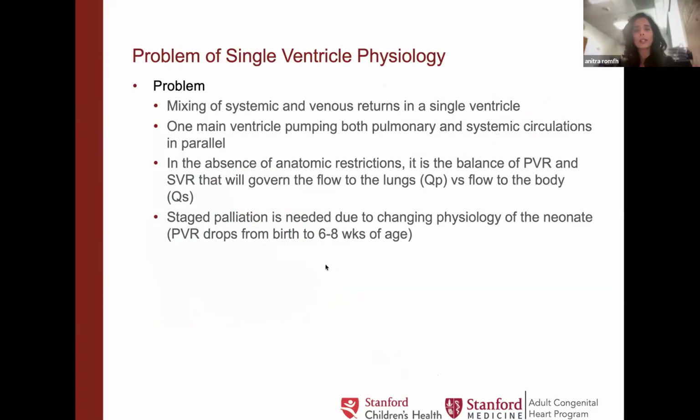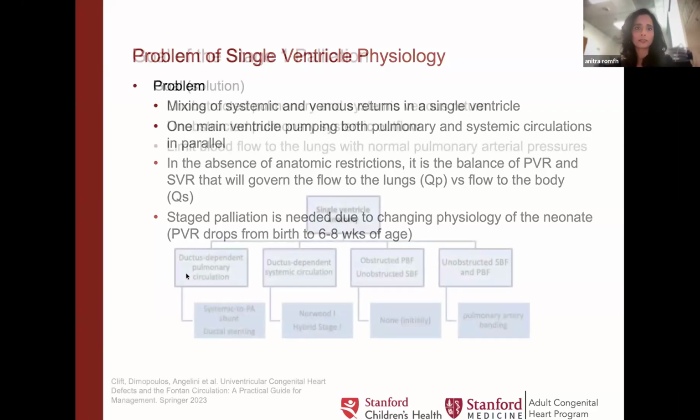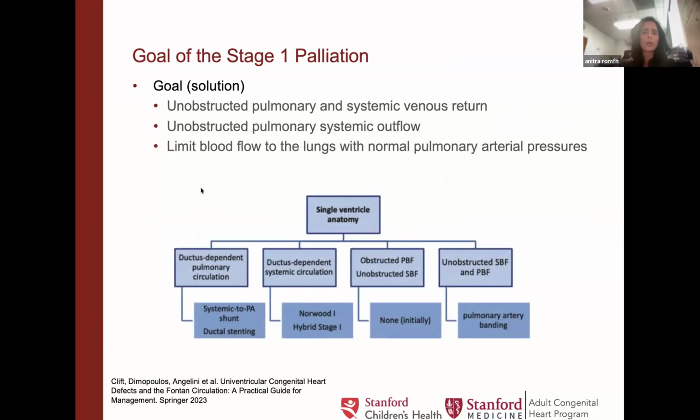So staged palliation is needed because there's changing physiology in the neonate. For example, PVR dropping from birth to 6 to 8 weeks of age. So it's not that the palliation can be done in one fell swoop, as everybody knows. So this is very much a staged palliation, for the adult colleagues in the audience to realize, in the past medical history. So really the goal of stage 1 palliation then, what's the solution?